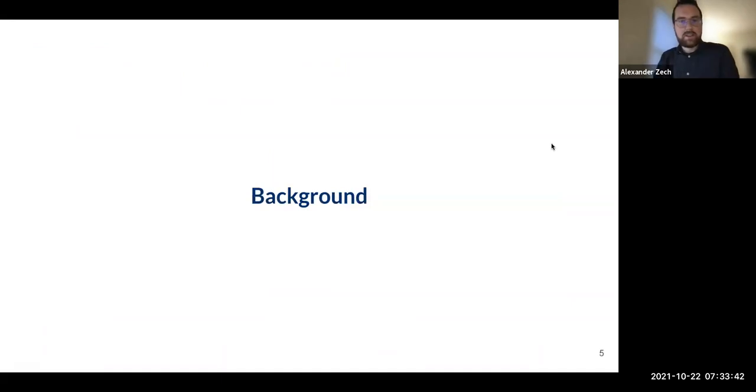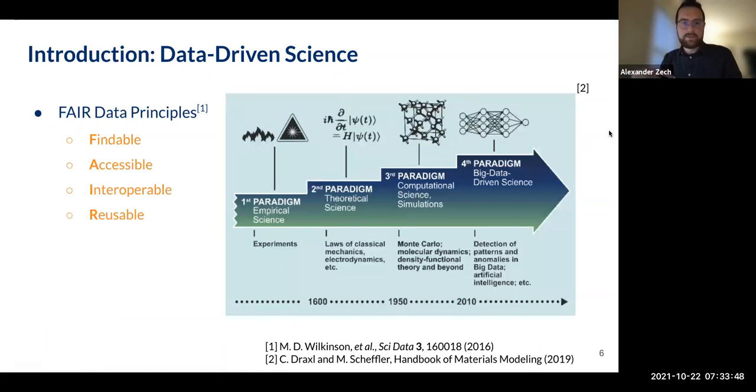So now, starting with the background. Throughout history, scientific discovery has passed through several paradigms. Starting with experimental science and then moving over towards the theoretical description of the observations. And then, around the 1950s, we also moved to computational simulations of these observations. And right now we are basically shifting towards the fourth paradigm, which is data-driven science.